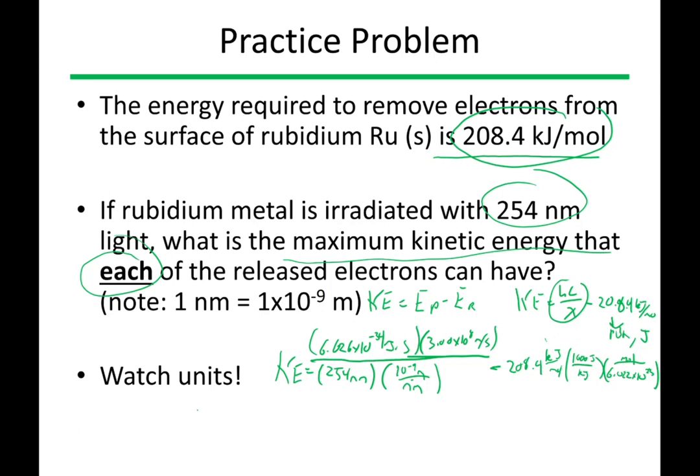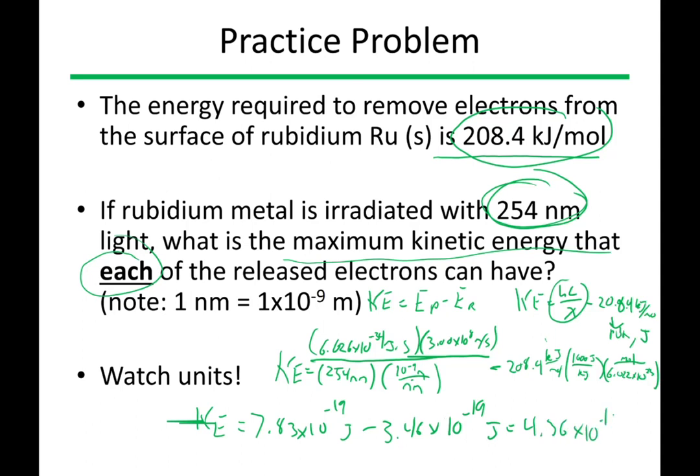Plugging in the pieces of these, we get the kinetic energy is equal to 7.83 times 10 to the negative 19th joules minus 3.46 times 10 to the negative 19 joules. We get the kinetic energy of a single electron ejected from the rubidium with this ultraviolet light would be 4.36 times 10 to the negative 19th.